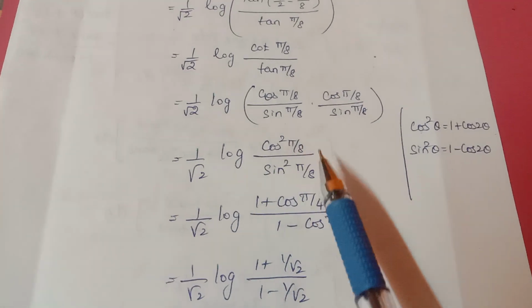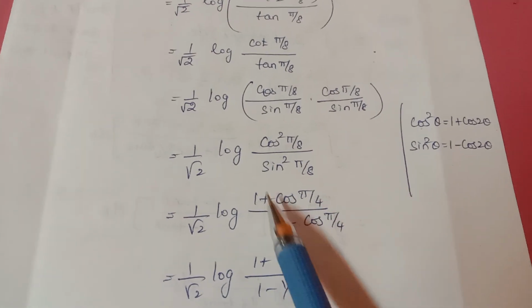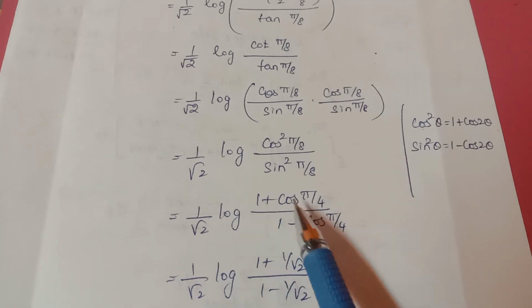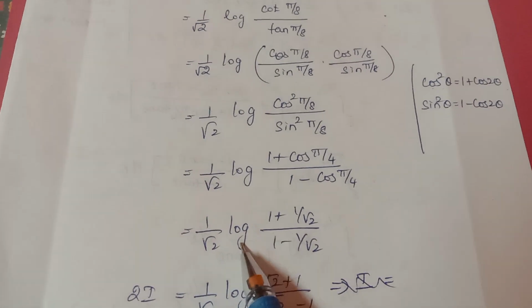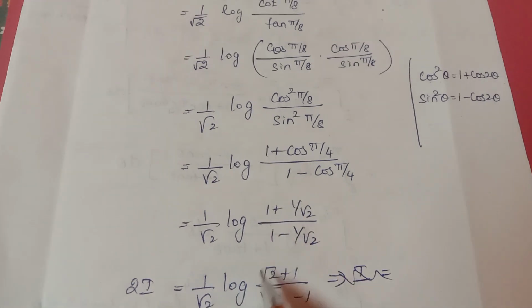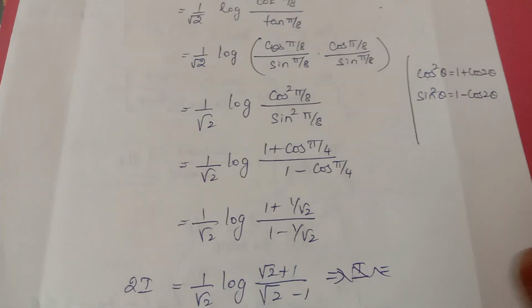1 plus cos 2 pi by 8 will be pi by 4. Here 1 minus cos 2 pi by 8 will be cos pi by 4. Cos pi by 4 is 1 by root 2, no? So it's equal to 1 by root 2 log of 1 plus 1 by root 2 by 1 minus 1 by root 2. If you take the LCM, it will be 1 by root 2 log of root 2 plus 1 by root 2 minus 1. Now we take the conjugate.